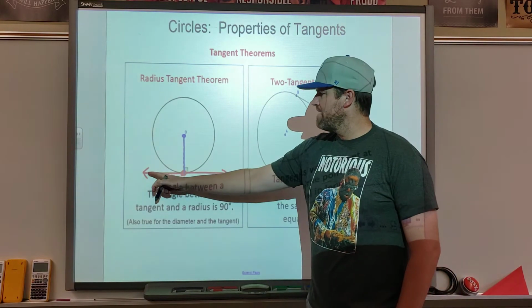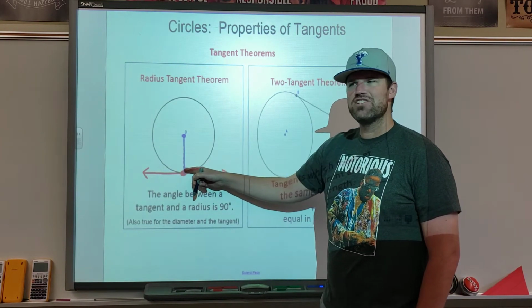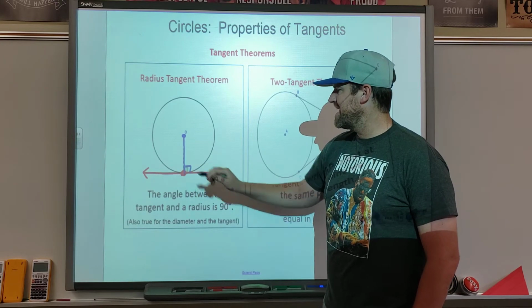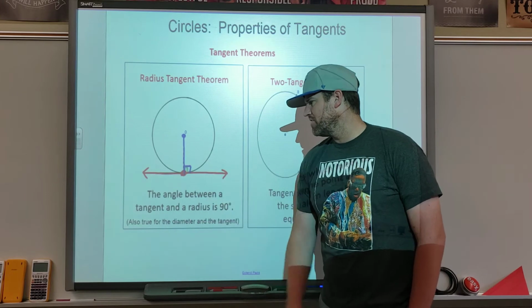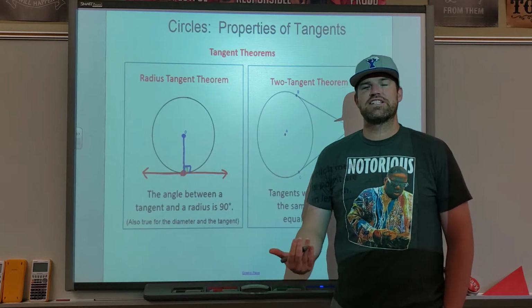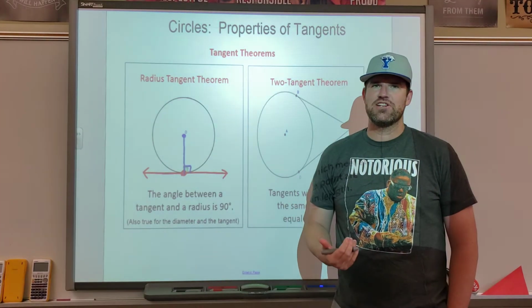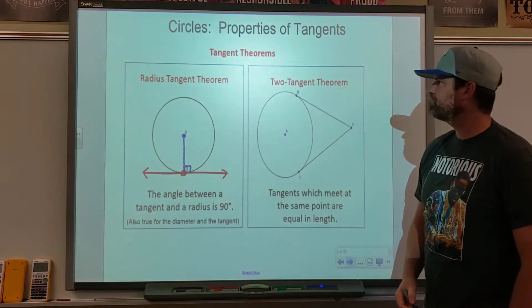So again, if we have a tangent line and we draw the radius to the point of tangency, we always get 90 degrees. The angle between the tangent and a radius is 90 degrees. Which would also hold true for a diameter where it meets the point of tangency as well, right? Because the radius will be on the diameter.